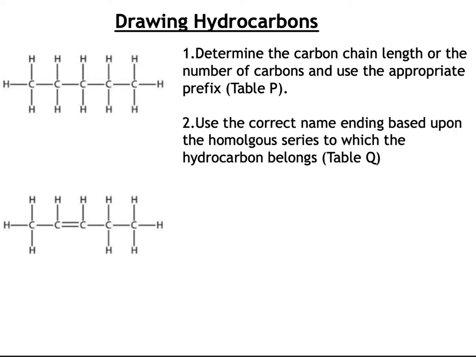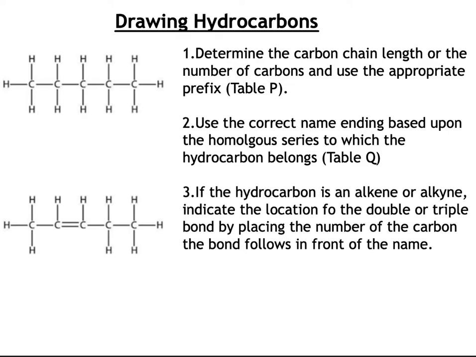Step 2, you want to use the correct name, right? If it's an alkane, you want to name it using the ANE ending. If it's an alkene, the ENE, and alkyne, the YNE. Now, if you have an alkene or an alkyne, you have to have a specific step, excuse me. So that step is going to be to place a number before the name that relates to the location of the double or triple bond.